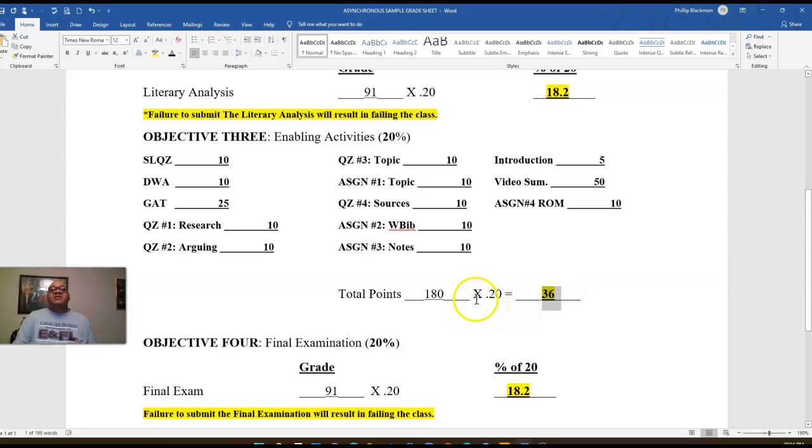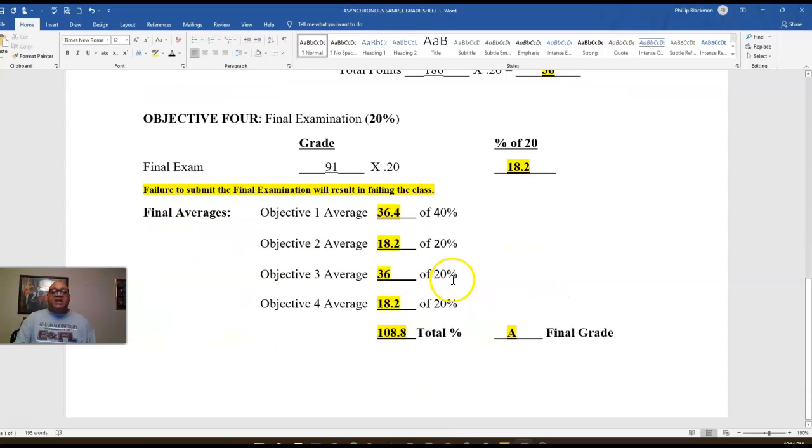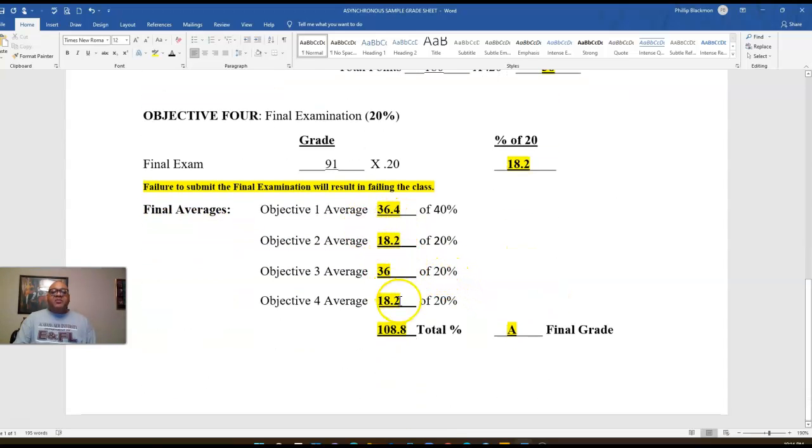So if this objective is over 20 points, don't worry about it. You got extra points. If you get over 100 points here, that's fine. You got extra credit. Extra credit was built into the course. 180 multiplied by 0.20 is 36. Again, put your grade here at the bottom.